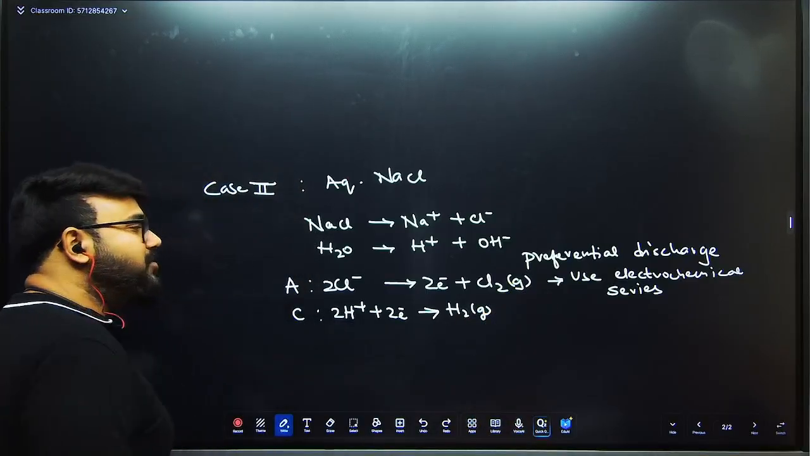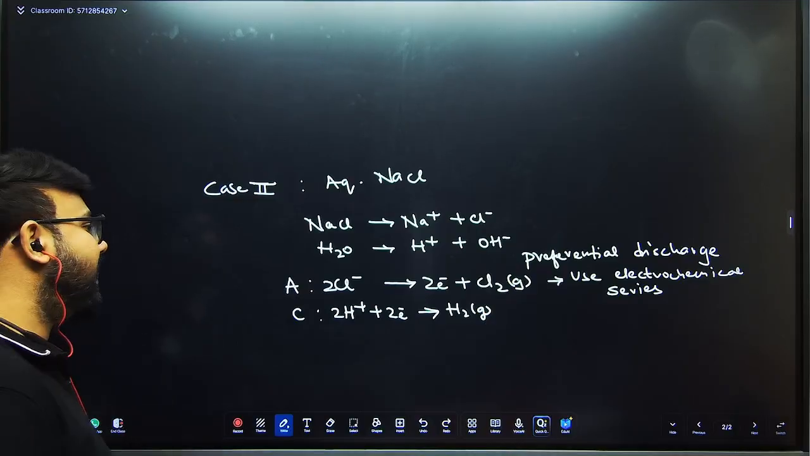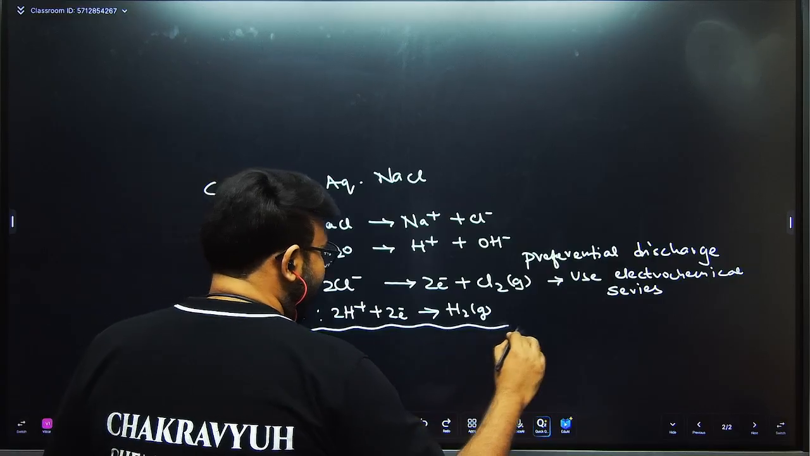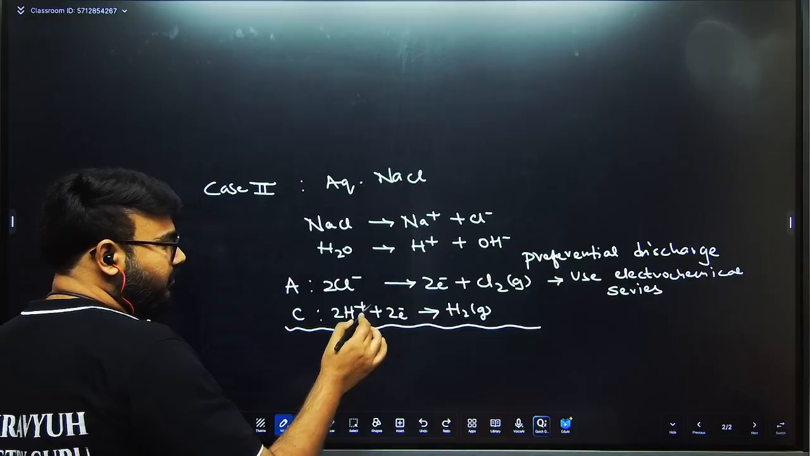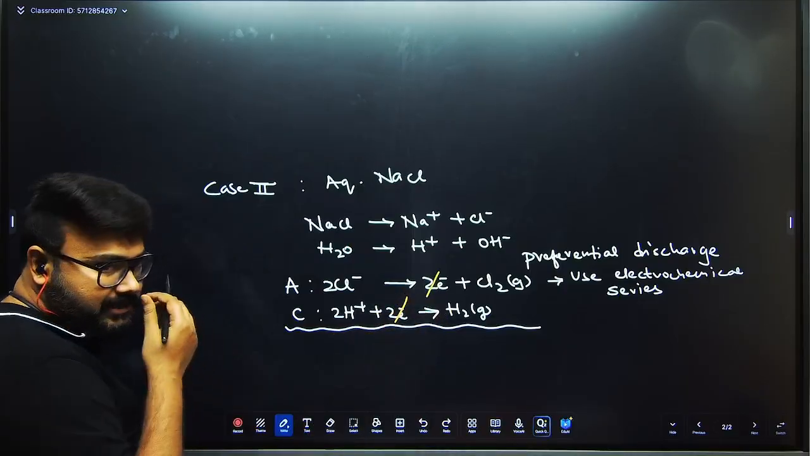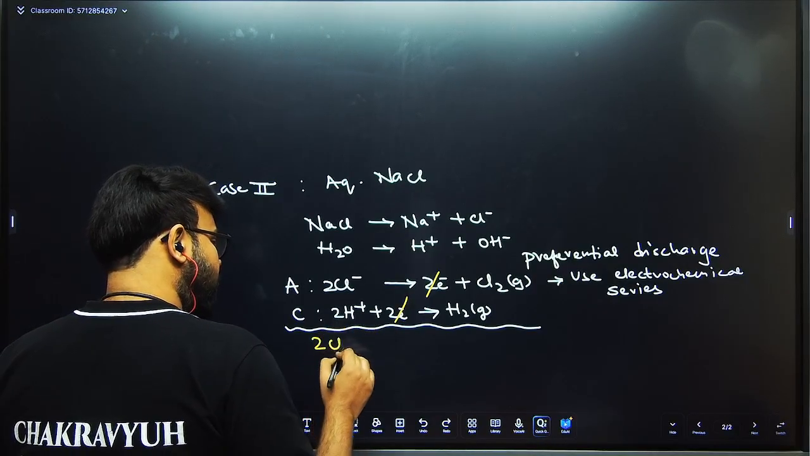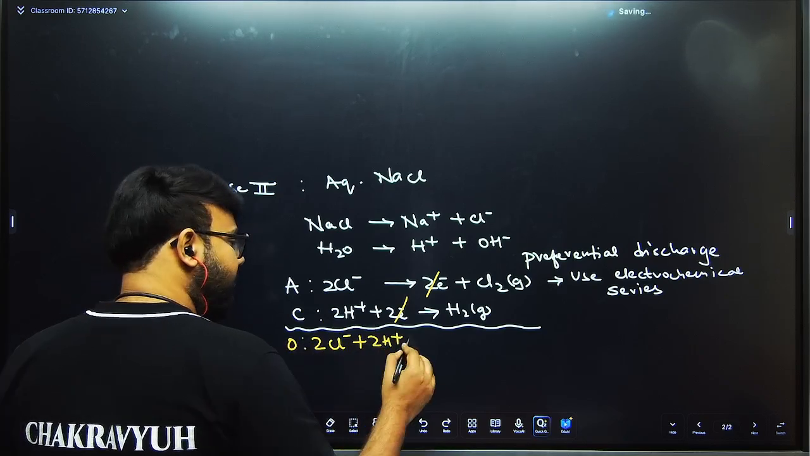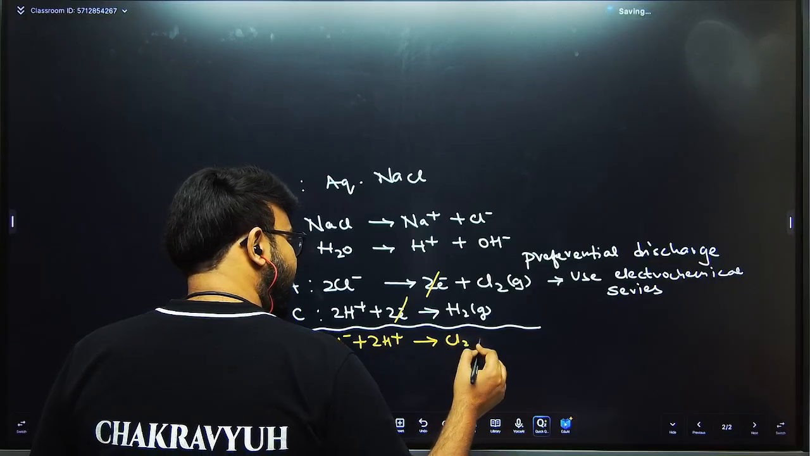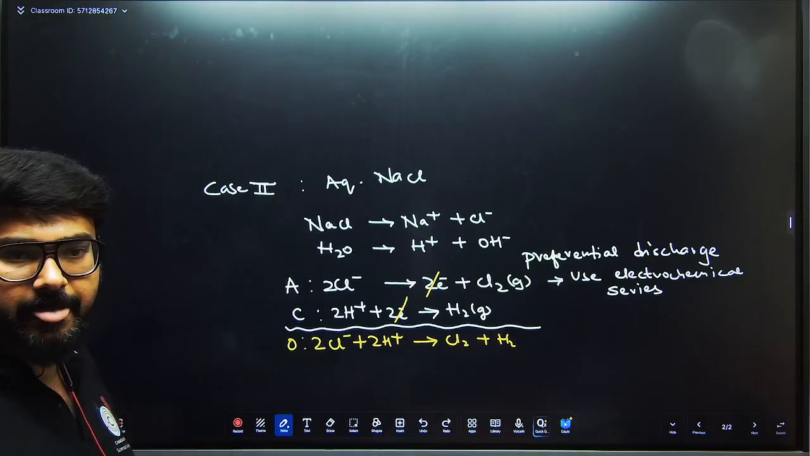So what's produced at anode? Chlorine gas. What's produced at cathode? Hydrogen gas. And write the overall. So what is the n value here? At what number did the electrons cancel? 2. So n value is 2. So 2Cl minus plus 2H plus, that's the overall we are writing, gives Cl2 plus H2.